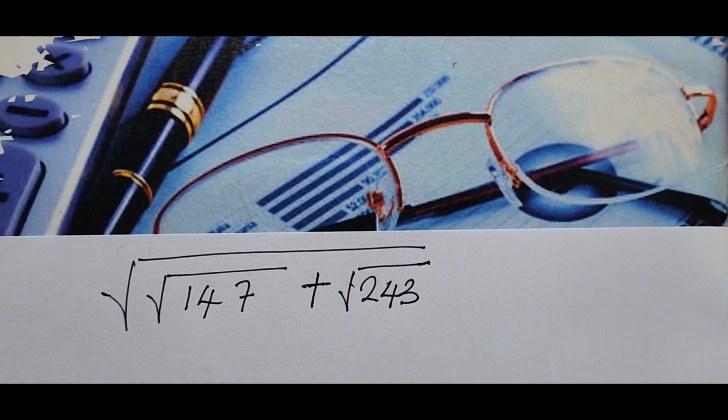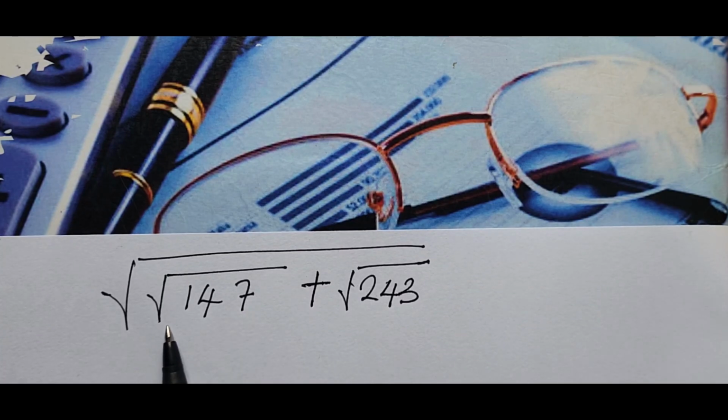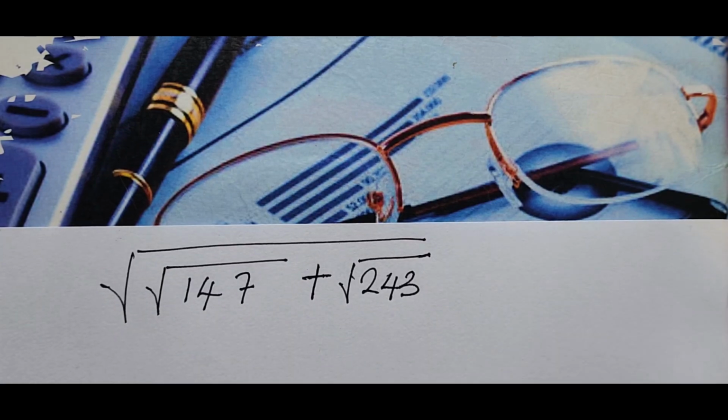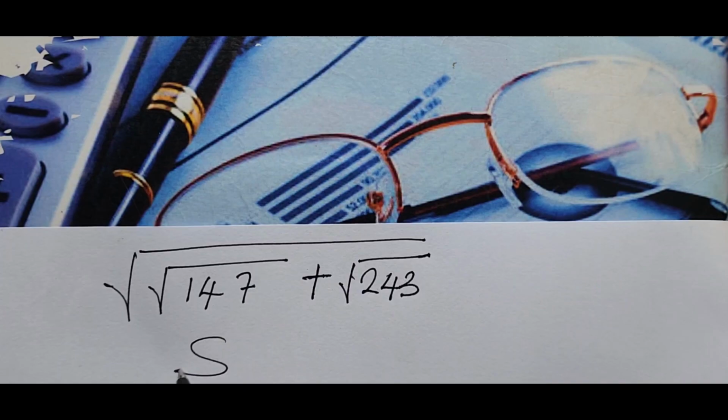We have this challenge to evaluate. We have the square root of, under the square root we have the square root of 147 plus the square root of 243. So how do we evaluate this without the use of the calculator? So we take our solution.